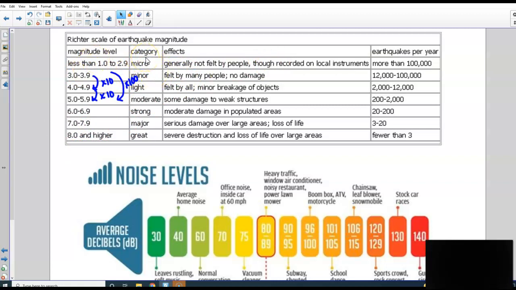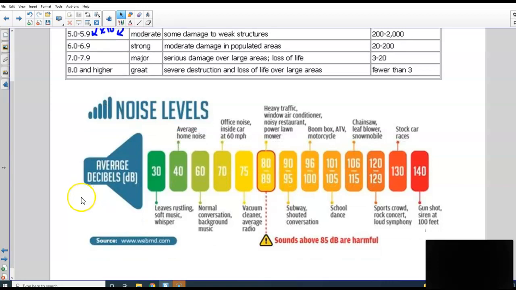So you can go from, 1 through 3 are generally not even felt. Once you get past the 3, this is going to be minor, but when you get up here, it's going to be a lot bigger.